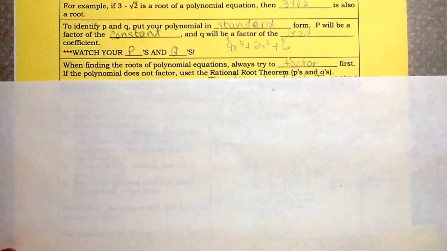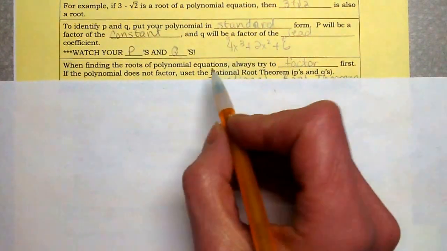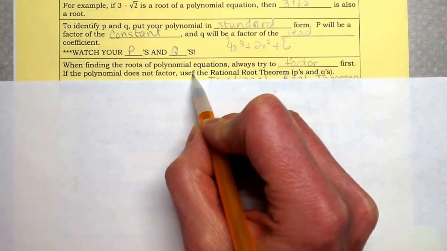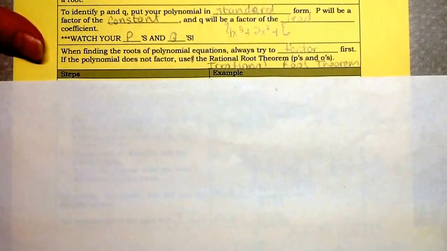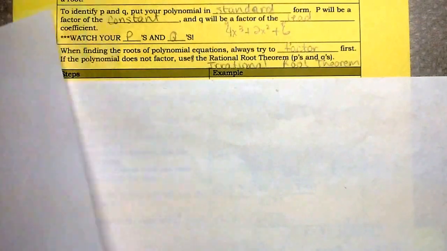When finding the roots of a polynomial equation, always try to factor first. You don't have to. You can use p's and q's first, but usually it's more work to do that. If the polynomial does not factor, use the rational root theorem, which would mean p's and q's, or the irrational root theorem, depending on what your polynomial is. Here are the steps that you need to follow.